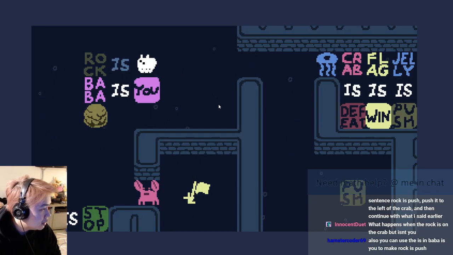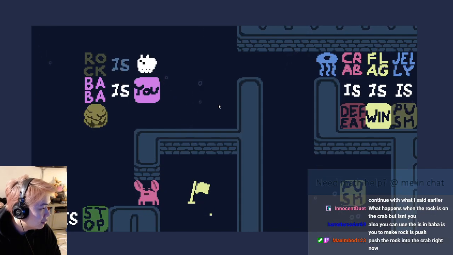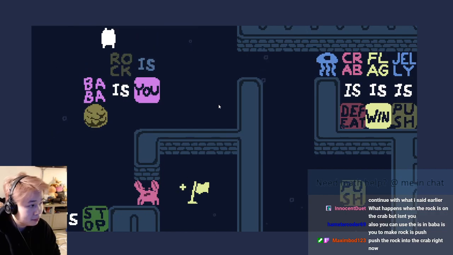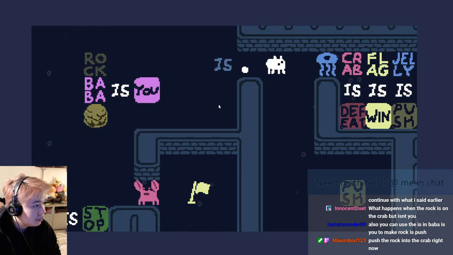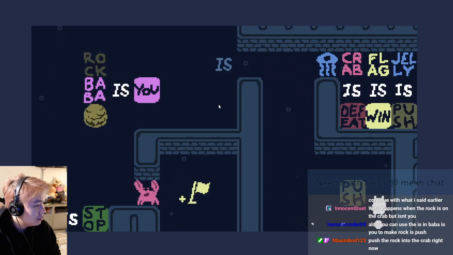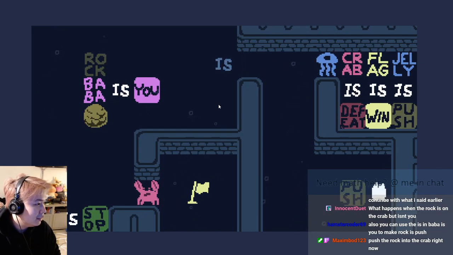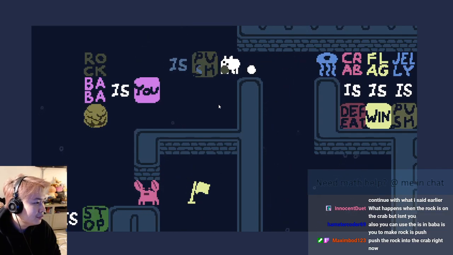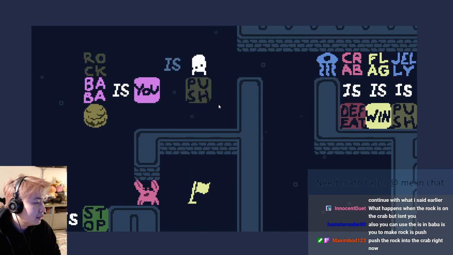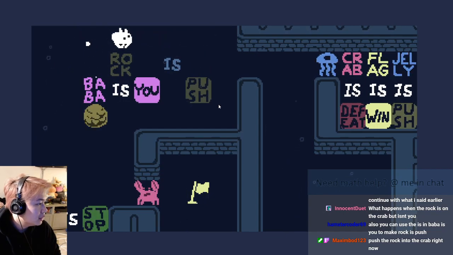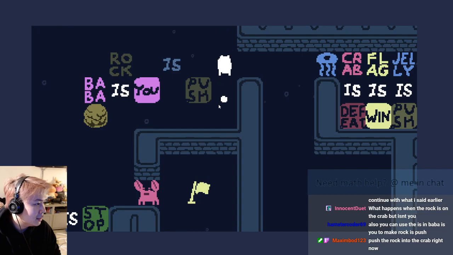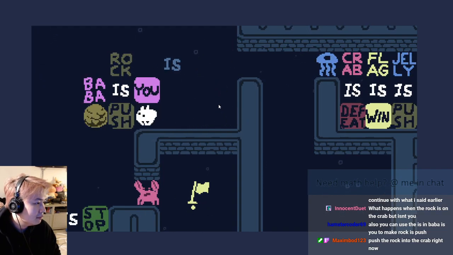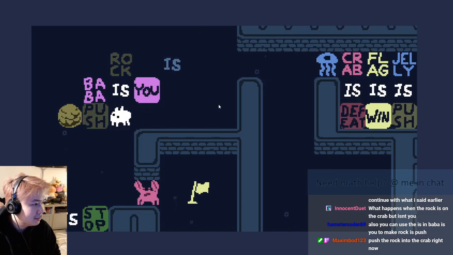You can also use the "is" in Baba to make the rock push. Push the rock into the crab right now. Well, first I need to make the rock a push. So what Hamster is doing is he is saying that I can do this, of course. Although, it's kind of an issue because the rock is in the way.